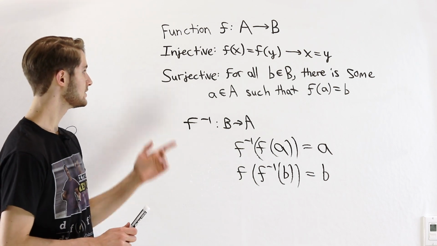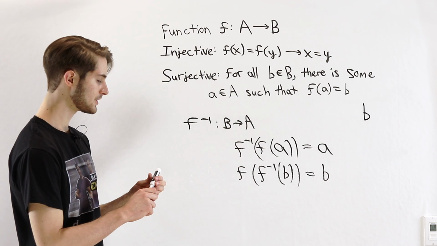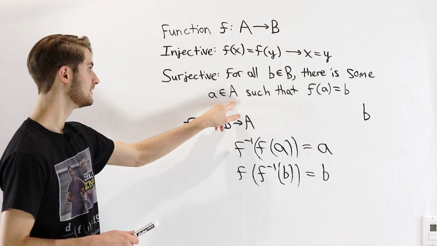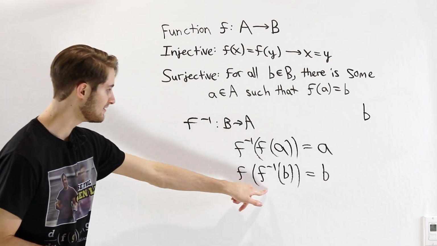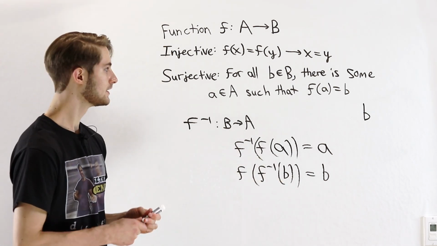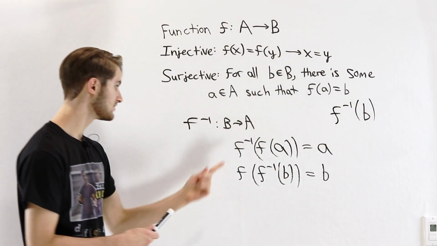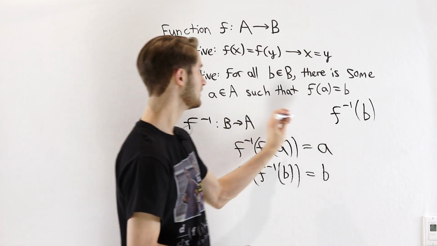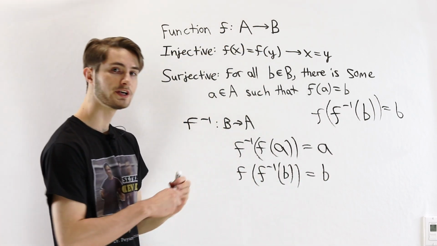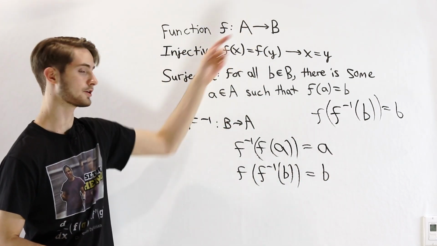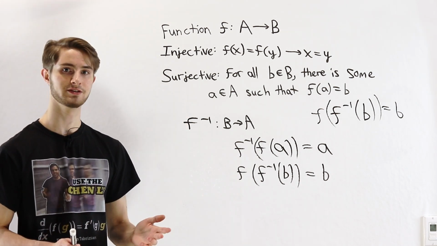So now let's look at the condition for being surjective. We start with some b that's in the codomain. We want to show there's some element a such that f of a equals b. Well, we know that f of f inverse of b equals b. And so if we start with this element b, and we look at f inverse of b, which is an element of A, we know that f of this element of A is going to give us b. And we can do that for every single element in the codomain. Therefore, f is surjective, which means it must be a bijection.